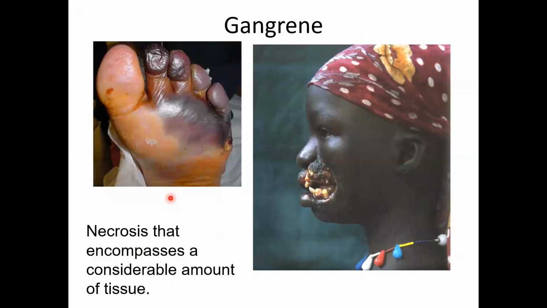Gangrene is another form of necrosis. We see diabetic gangrene of the foot. The term gangrene is often used when it's caused by a bacterial infection or when it encompasses a considerable amount of tissue. Gas gangrene of the mouth there due to bacterial infection.